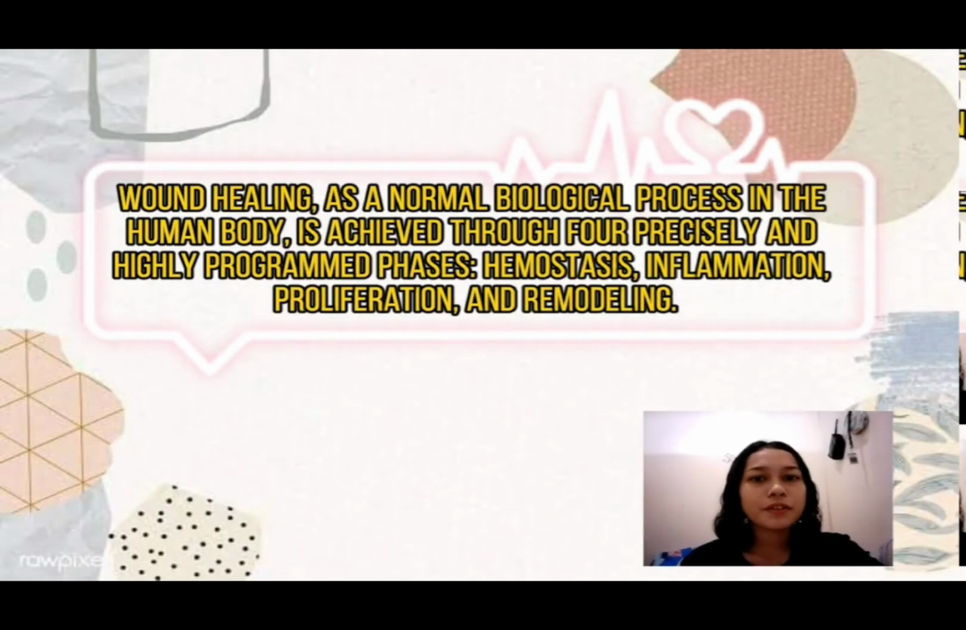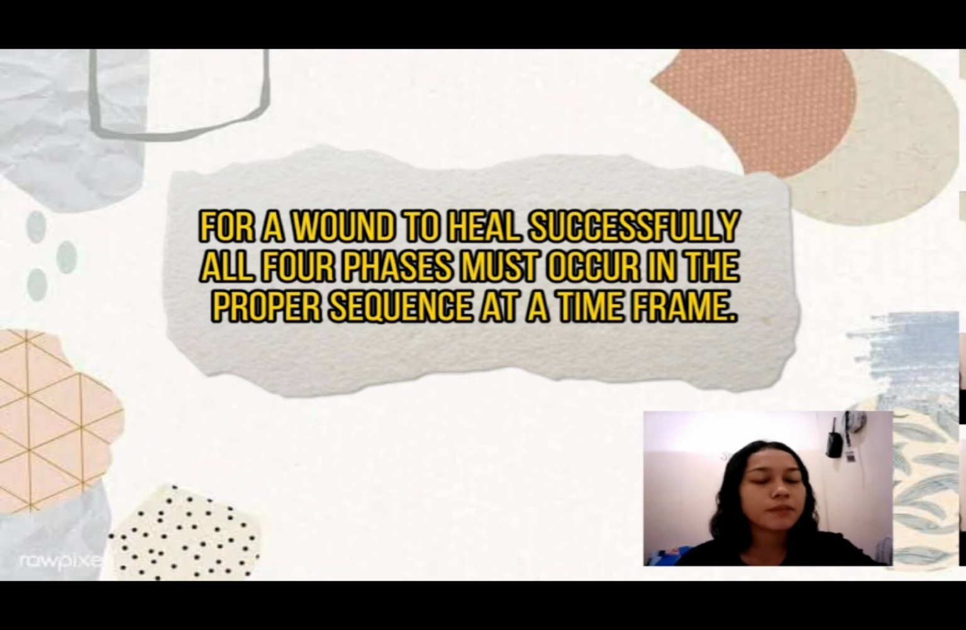So good day, sir. My topic for today is all about the variables that affect wound healing. When we say wound healing, it's a normal biological process in the human body achieved through the four processes and healing phases. We have the hemostasis, inflammation, proliferation, and remodeling. For the wound to heal successfully, all four phases must occur in the proper sequence and time frame.